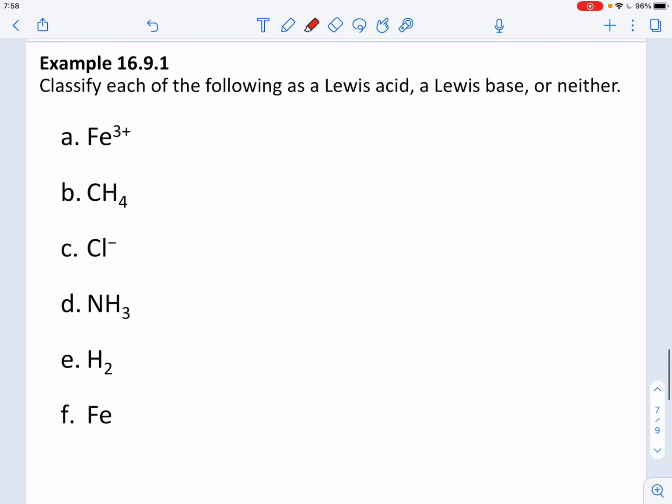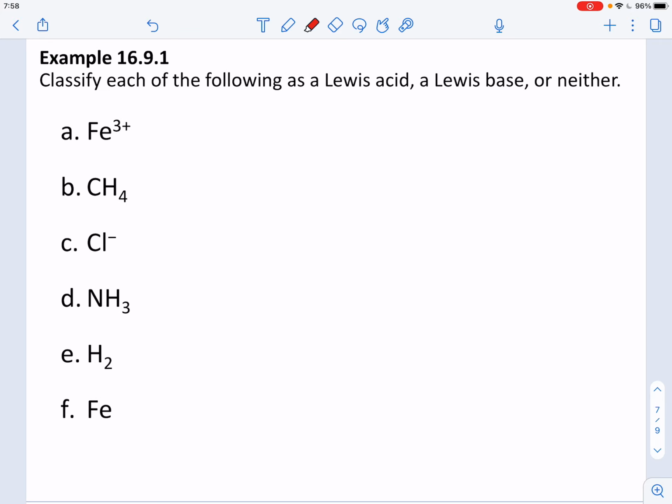So one of the things that you have to do when working with Lewis acid-base theory is, one, identify whether a given substance is a Lewis acid, a Lewis base, or sometimes it happens that you cannot classify it as either one. So in the first case we have iron 3+, and what you have here is a cation, right?